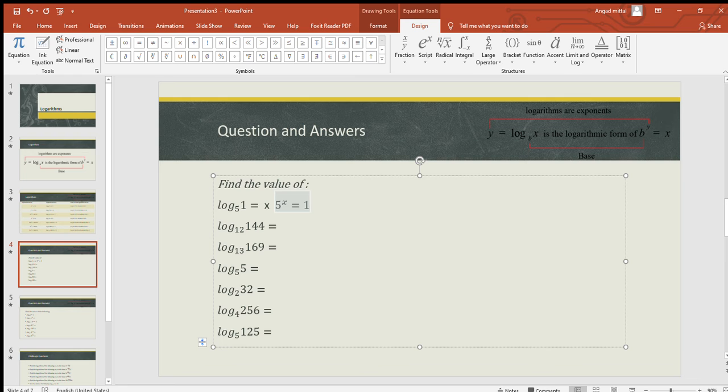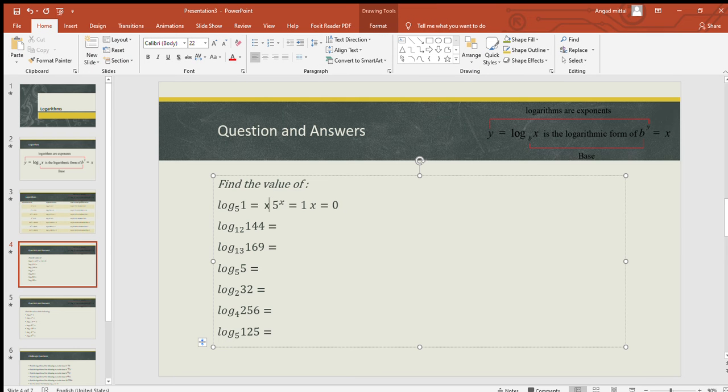Now you just have to use your general knowledge and find 5 raised to what power is equal to 1. I know, according to the exponential laws, that any number raised to the power of 0 is equal to 1. So therefore x is equal to 0, and the answer is 0. Therefore the value of log 1 to the base 5 is equal to 0.